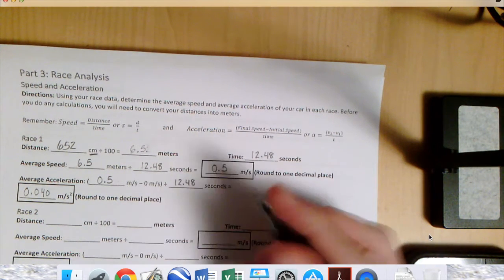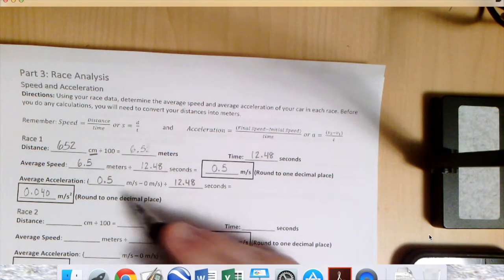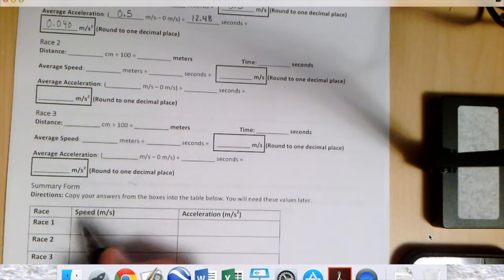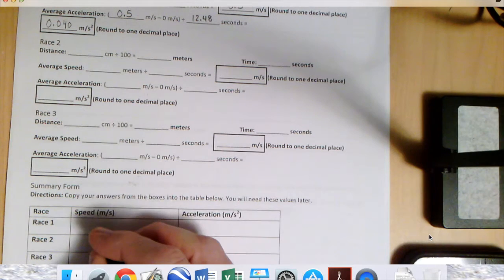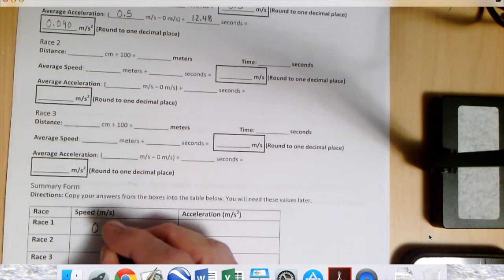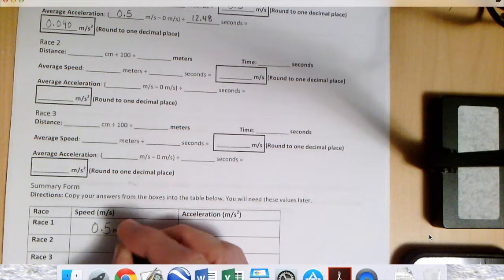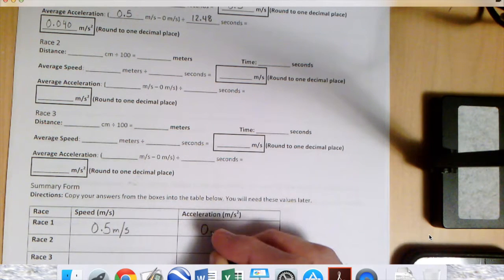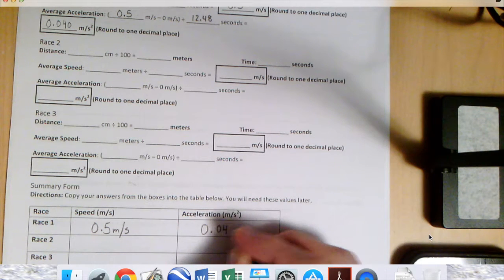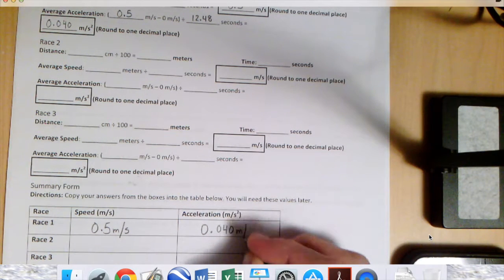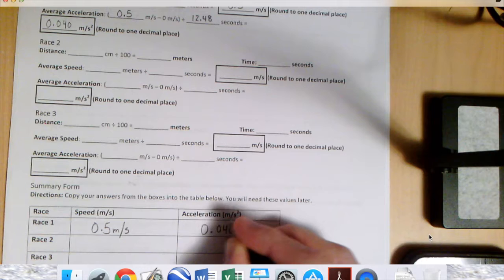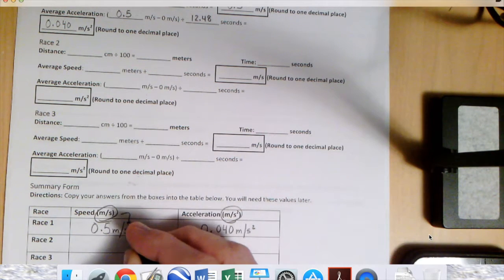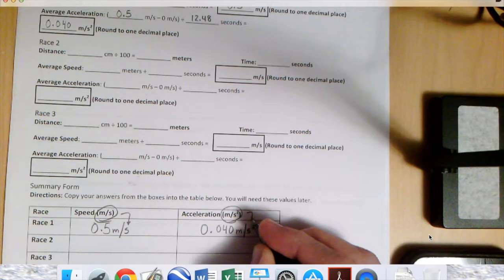Now, once you have that done, take these two boxed answers and look down here at the bottom of the page. So we have our speed. My speed for race 1 was 0.5 meters per second. My average acceleration was 0.040 meters per second squared. If you notice right here, I've actually given you the units, so you want to go ahead and put these at the end of each.